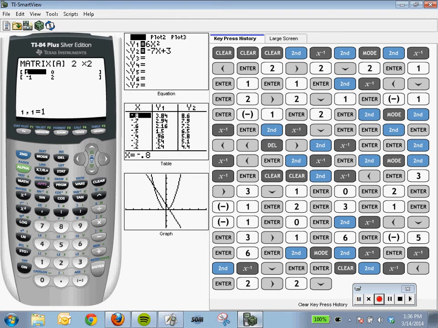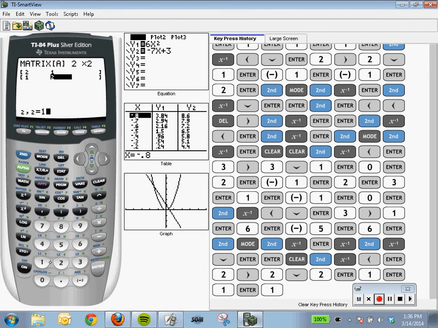Somebody read off to me the numbers for matrix A. What were the numbers? 2, 1. 2, hold on. 2, 1. Yeah, that one. 1, and 1? Yep. Okay. So now, what we need to do is to enter in matrix B. So I'm going to go to second and matrix once again. And I'm going to go to edit, scroll down to B, and hit enter.